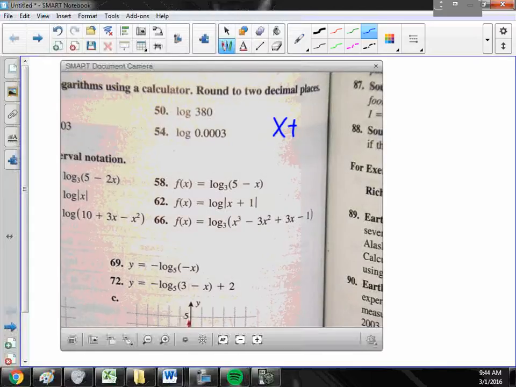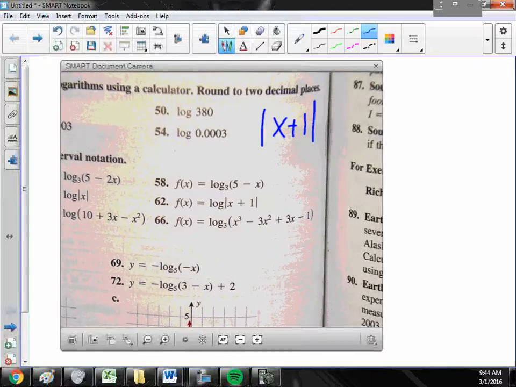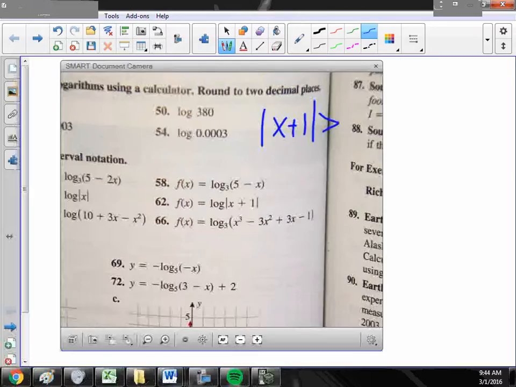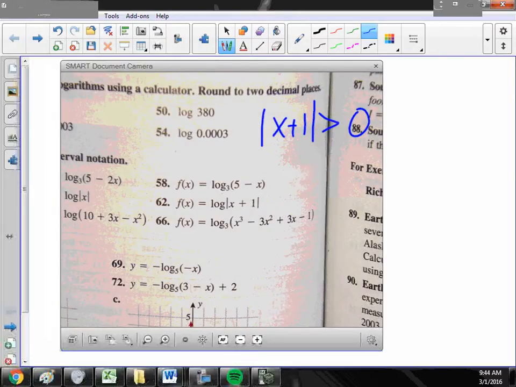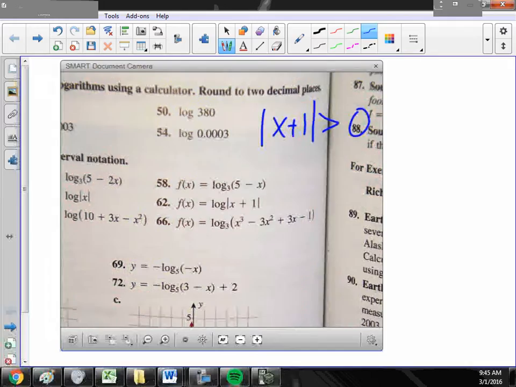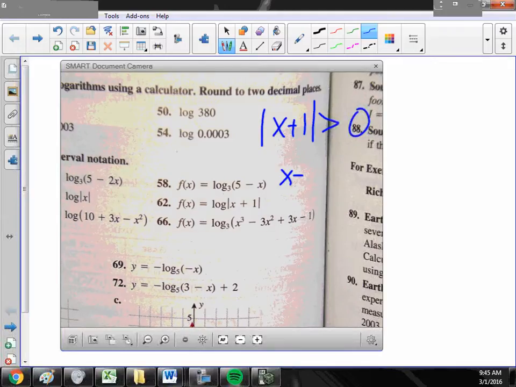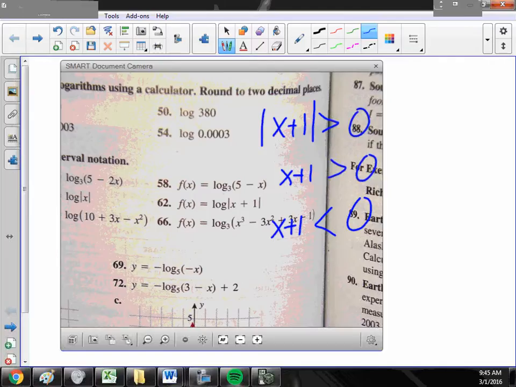So the absolute value of x plus 1 has to be greater than 0. Is this an AND or an OR? Less than is an AND, greater than is an OR. So this is x plus 1 is greater than 0, and x plus 1 is less than negative 0, but it just ends up being 0. So we get x is greater than negative 1.